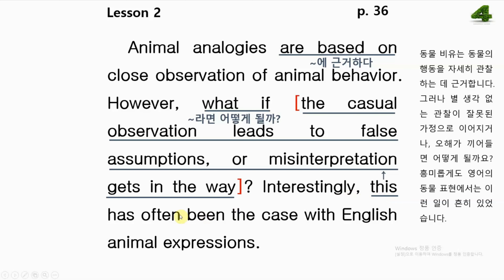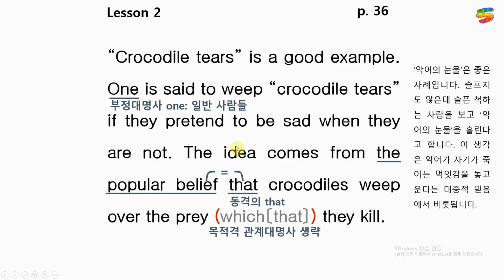Interestingly, this has often been the case with English animal expressions. Crocodile tears is a good example. One is said to weep crocodile tears if they pretend to be sad when they are not. The idea comes from the popular belief that crocodiles weep over the prey they kill.